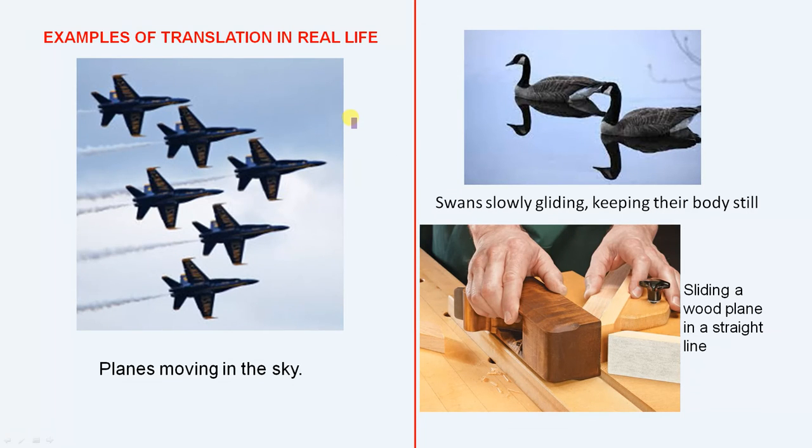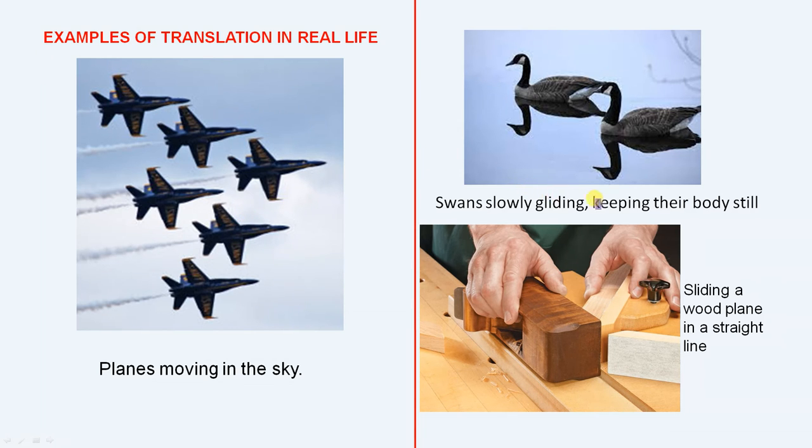Some examples in real life again. Some planes moving in the sky. If you assume they're moving in a straight line, we can assume, for all intents and purposes, that we have a translation, because the planes haven't changed shape or size.